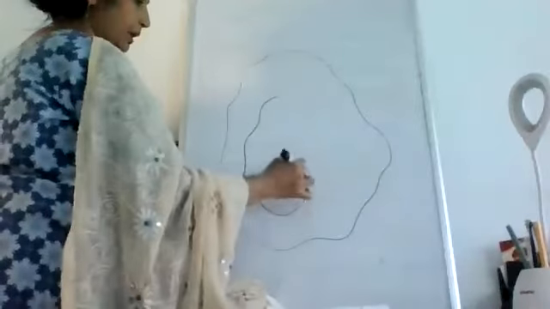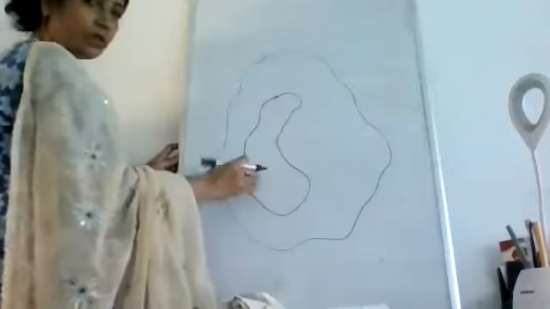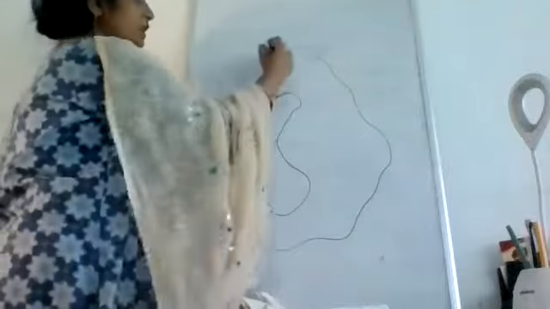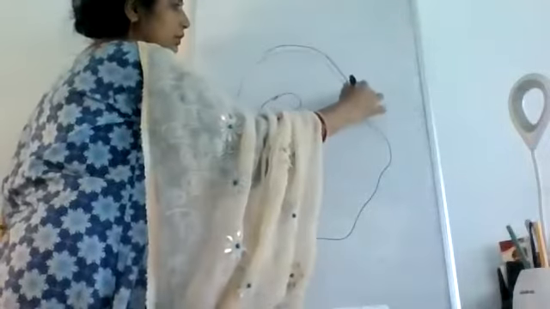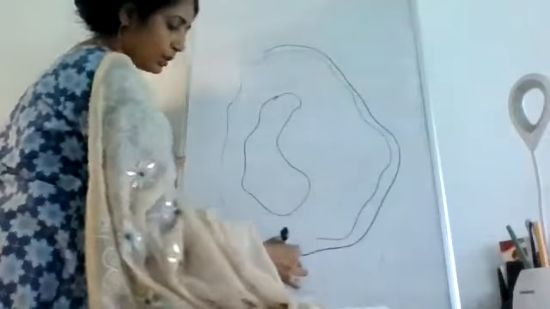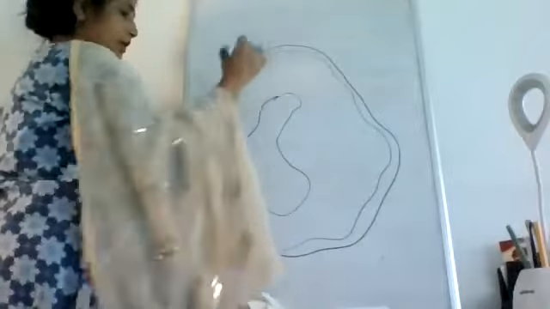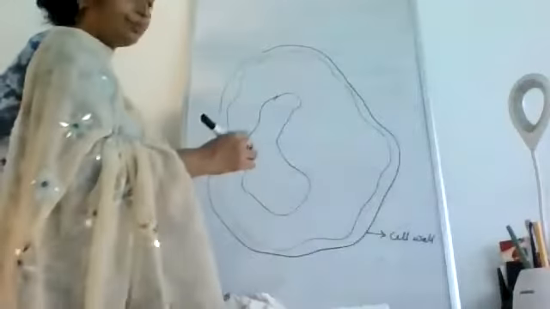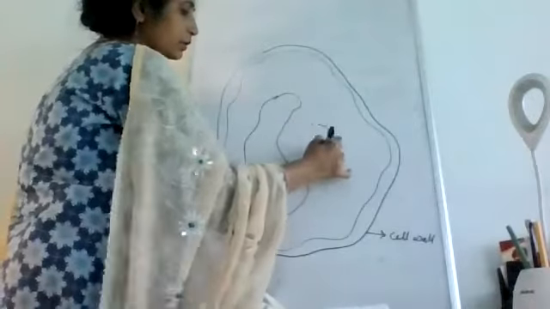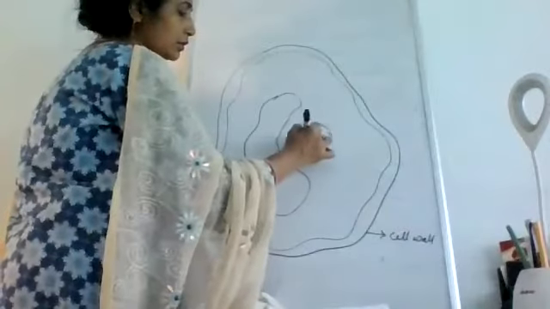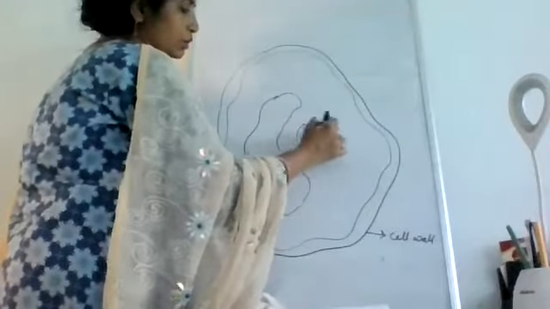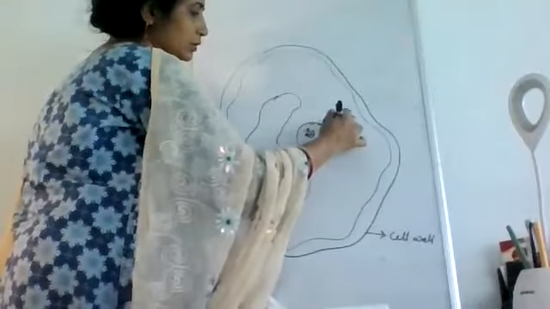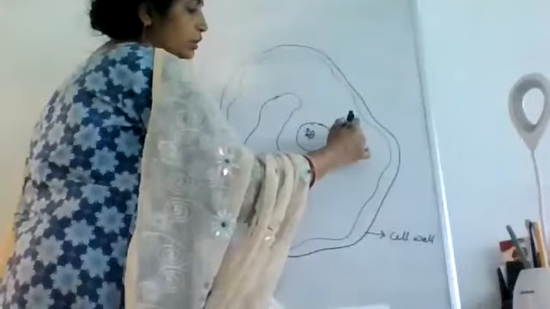So what are we making? This is the vacuole. When the vacuole is large in shape, there is one outer covering. This outer covering is called the cell wall. And what is present here? Nucleus. To this, what is attached? Endoplasmic reticulum.